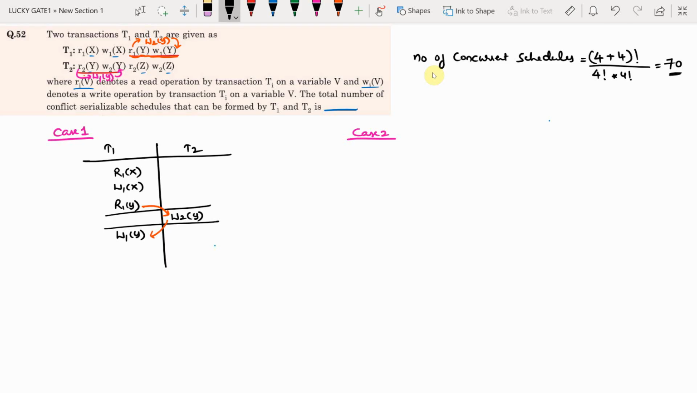Now observe friends, before W2Y, what is possible in the T2 transaction? R2Y. After W2Y, what is possible in the T2 transaction?